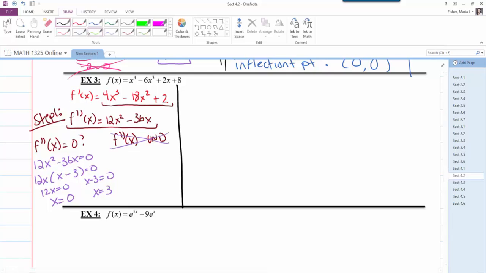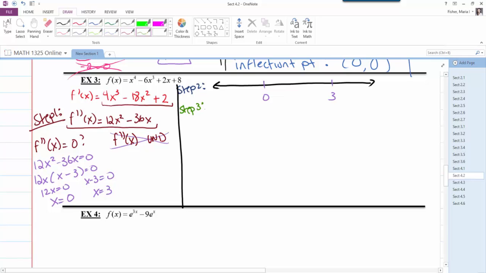Step 2 says put those numbers on a number line. So here's my number line, and my numbers are 0 and 3. Step 3 says choose a test value from each one of the sections. From negative infinity to 0, I'll choose negative 1. From 0 to 3, I'll choose 1. And from 3 to positive infinity, I'll choose 4. Then we need to find the value of the second derivative at negative 1, at 1, and at 4.